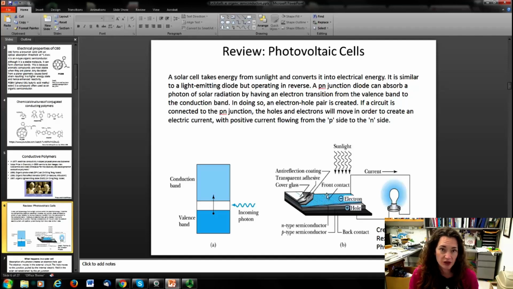Now it's important to realize that the electron hole pairs can be created anywhere within the sandwich, and then they move to the p-n junction. Okay, and then from there they're pulled off and they can be used as a current to power your, I don't know, hot water heater, or if it's a small one, maybe charge your cell phone or something.